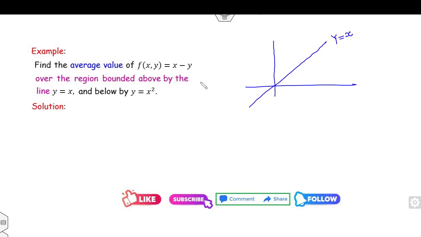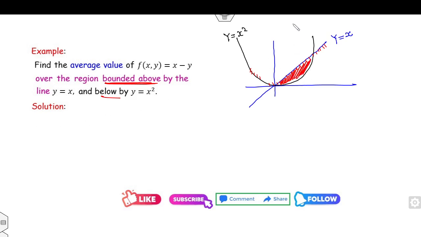And the curve y is equal to x square. Now, find the area of the shaded portion, which is bounded above by the line. This is a bounded curve, and it is bounded below by the curve of the parabola. So this is my shaded portion.